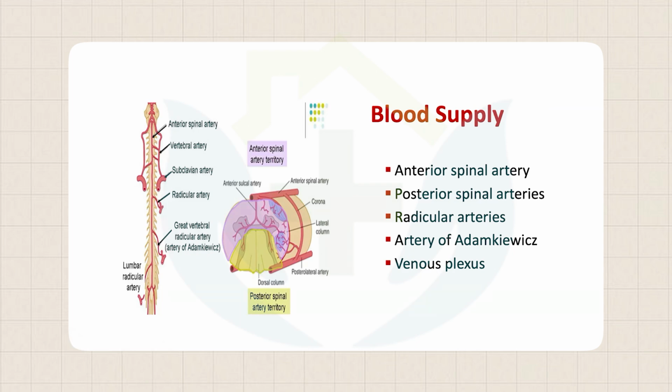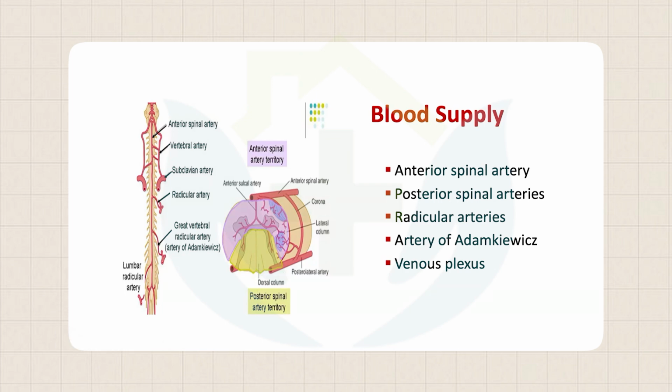It is a branch of various arteries. For example, it is a branch of the vertebral artery, subclavian artery in the initial part. Then it is a branch of the great radicular artery. So it is a branch at different levels. It arises from different sections. And posteriorly, we get two posterior spinal arteries.